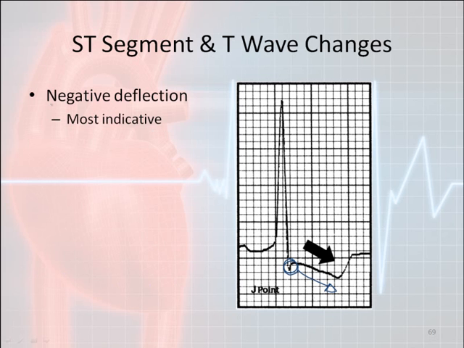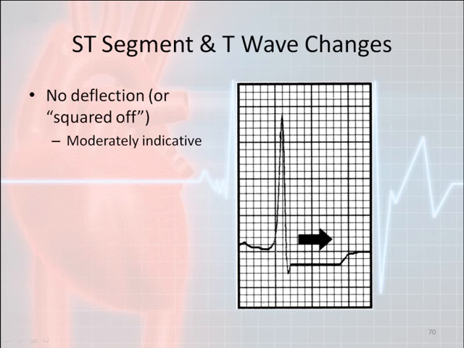If your ST-segment has a negative deflection, that is most indicative of subendocardial ischemia. Most indicative of subendocardial ischemia is an ST segment that has a downward deflection.